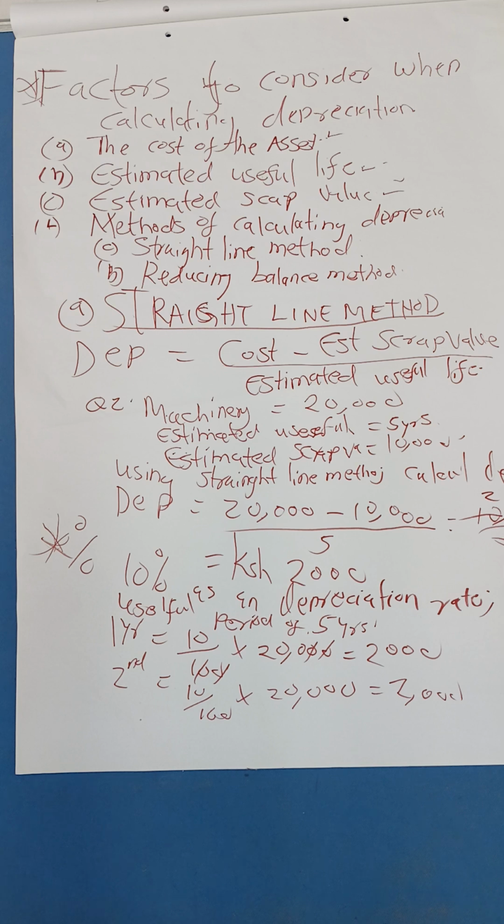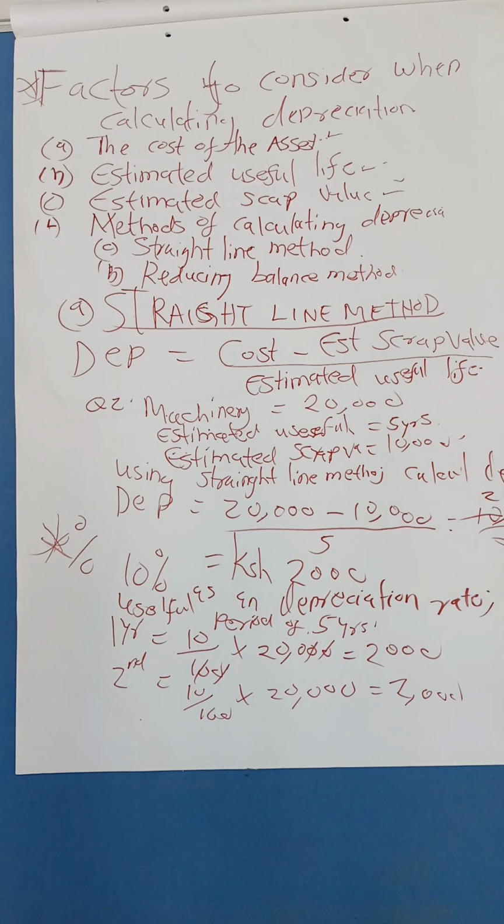If you have not understood the straight line method, which is a very important, nice method to calculate depreciation: where you are not given a percentage, you use the formula I have given, cost minus estimated scrap value, divided by estimated useful life, and you'll get the depreciation. Then if you have been given a percentage form, just make sure that it applies in all years.